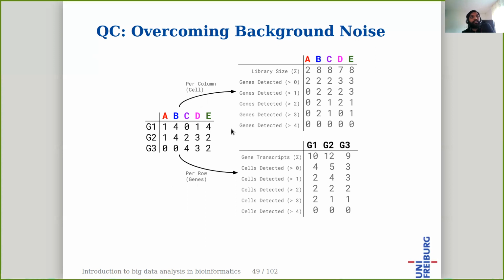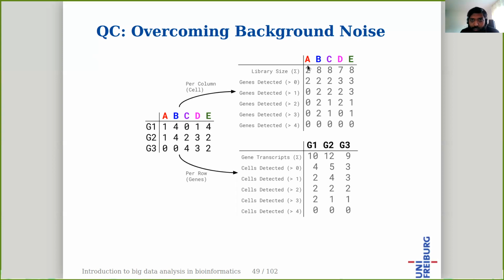because these count matrices have a lot of background noise. Sometimes you have cells that are not well captured. Sometimes there are genes that are not detected because there are not enough transcripts in a cell of a particular type. So in this case, we do filtering based on the columns, that is the cells, or based on the rows, which are genes.